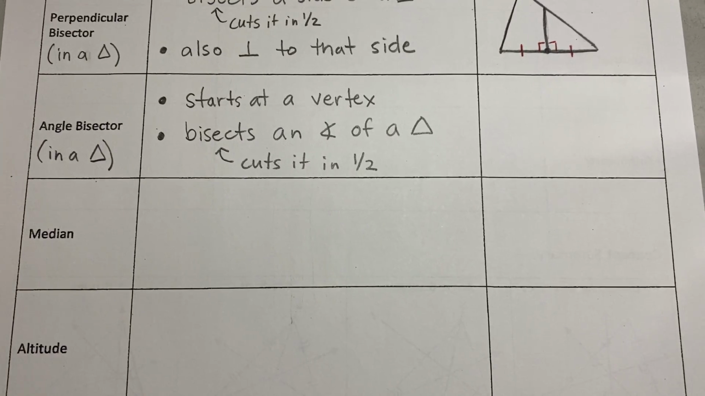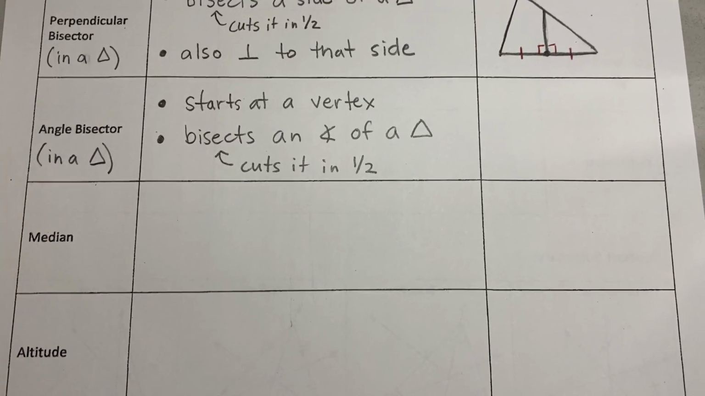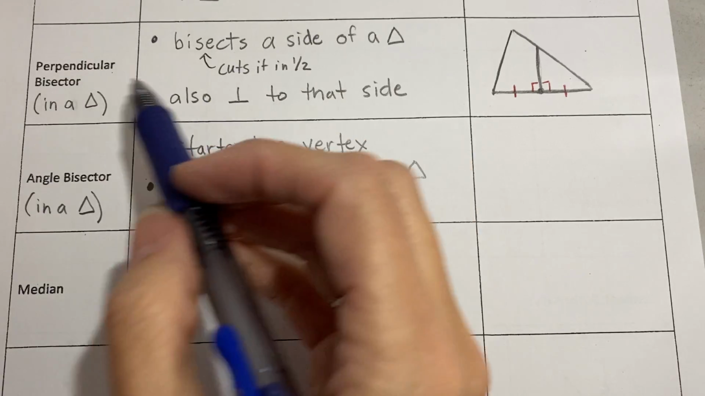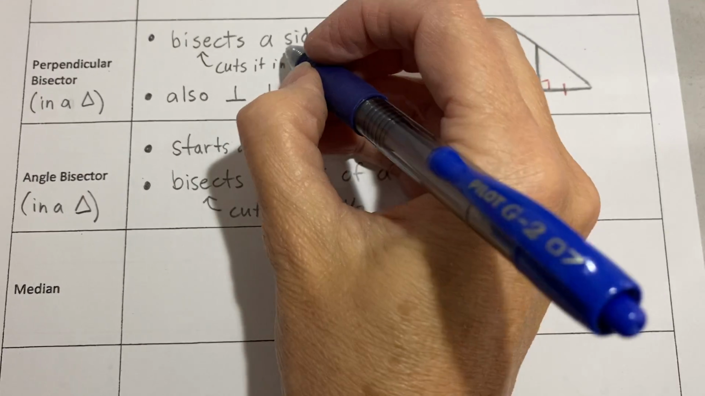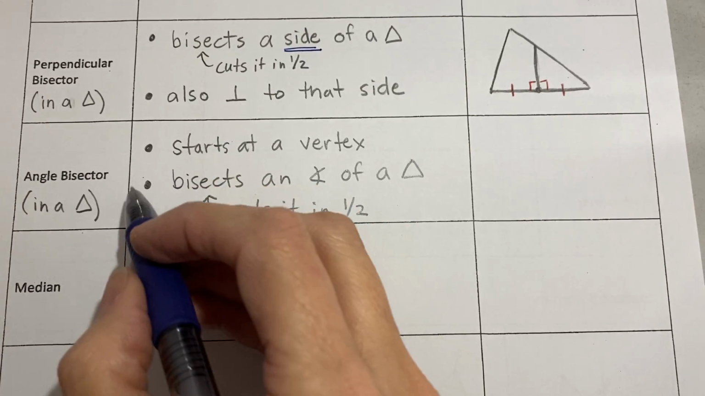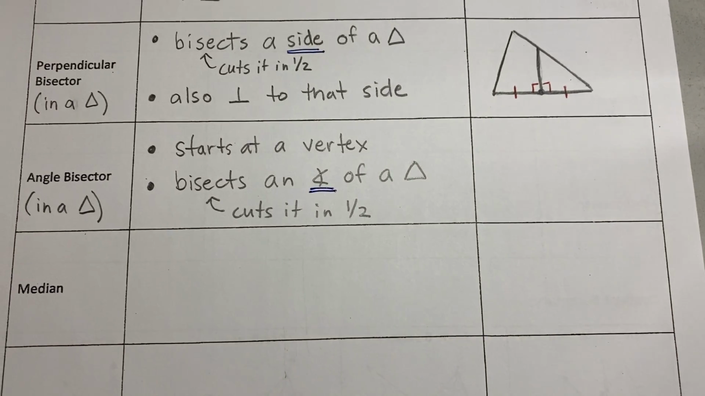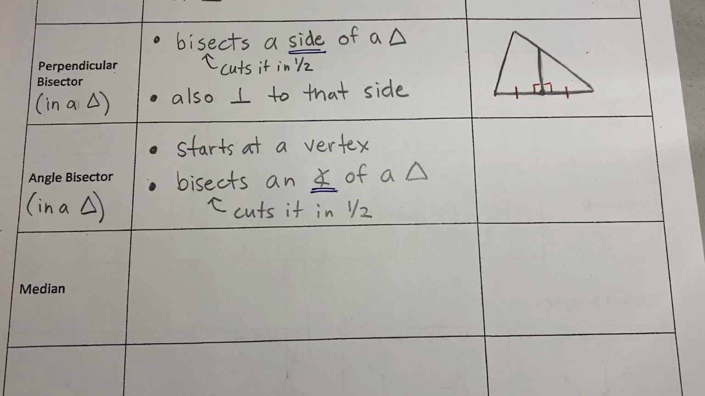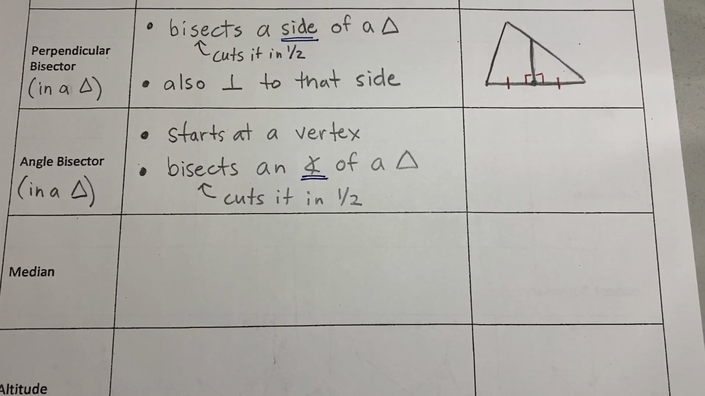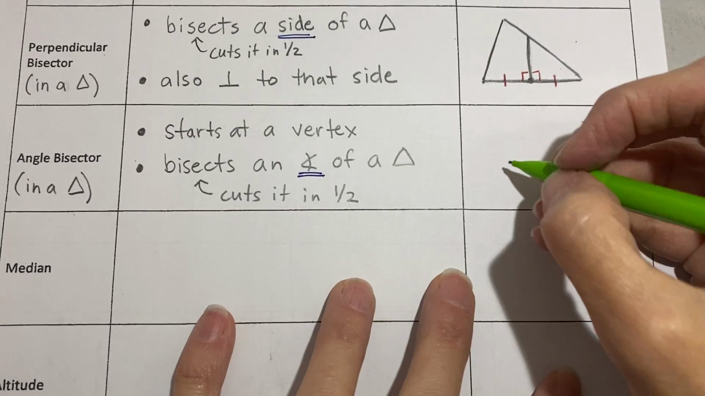The main difference I need to point out between a perpendicular bisector and an angle bisector is that a perpendicular bisector bisects a side, and an angle bisector bisects an angle. So you've got to be careful about that difference. An angle bisector does just what its name says it does. It bisects an angle. So I'm going to draw a triangle.